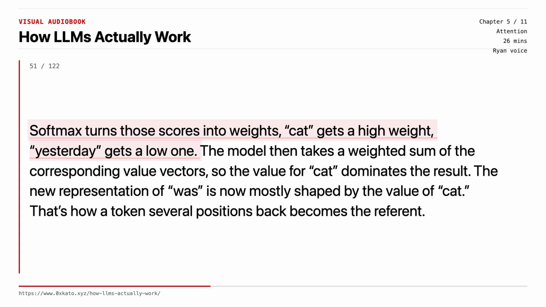Softmax turns those scores into weights. Cat gets a high weight. Yesterday gets a low one. The model then takes a weighted sum of the corresponding value vectors, so the value for cat dominates the result. The new representation of "was" is now mostly shaped by the value of "cat." That's how a token, several positions back, becomes the referent.